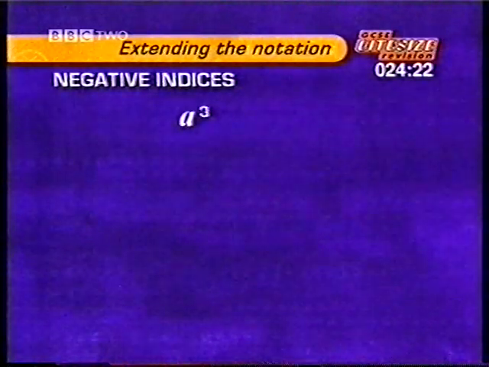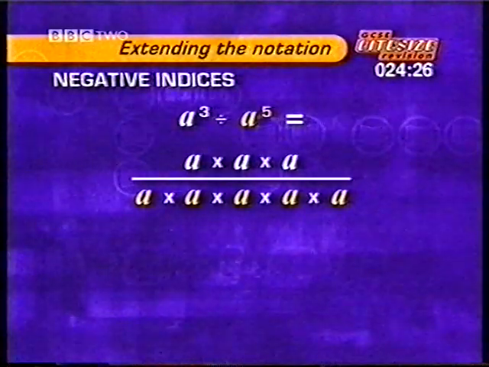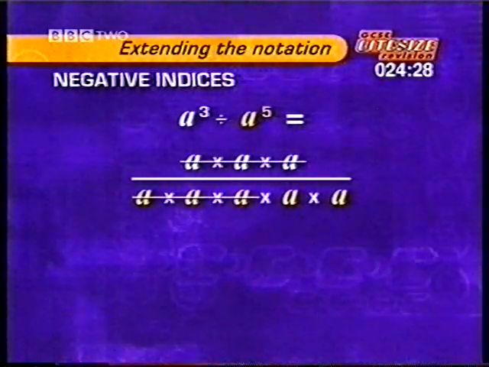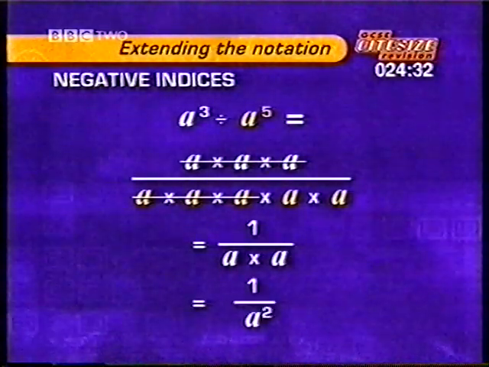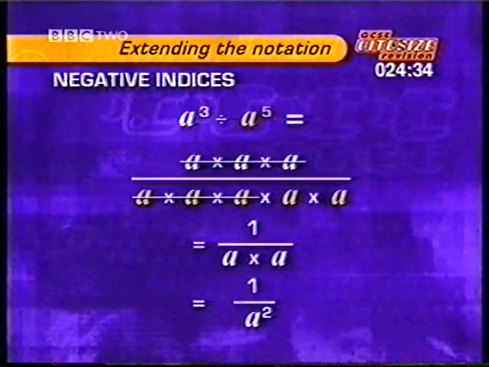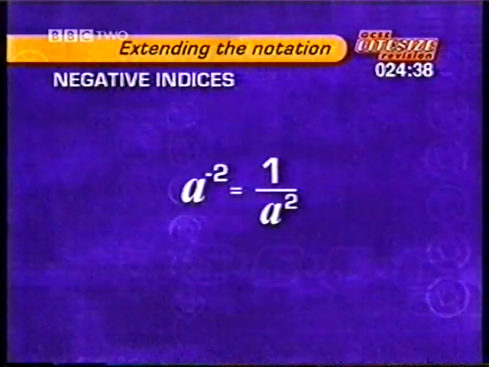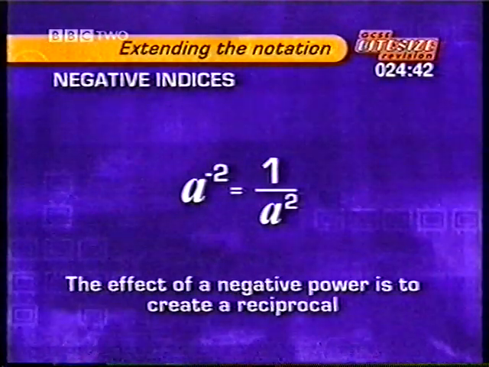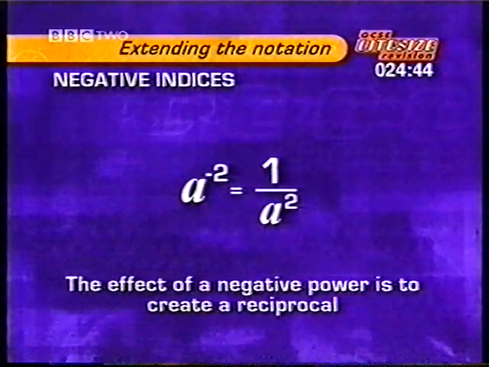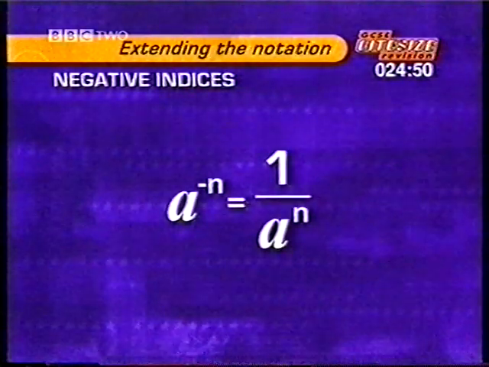Let's write out a to the power 3 divided by a to the power 5 as a repeated multiplication. This gives a fraction that cancels down to 1 over a times a, or 1 over a squared. So a to the power negative 2 is the same as 1 over a to the power 2. The effect of a negative power is to create a reciprocal. In general, a to the negative power n is 1 over a to the power n.